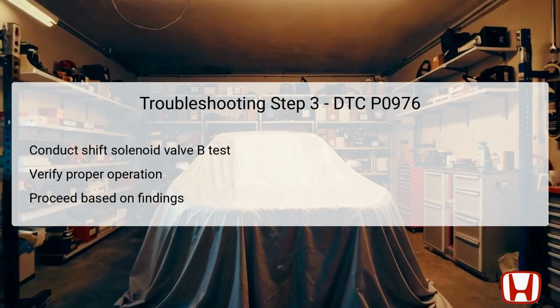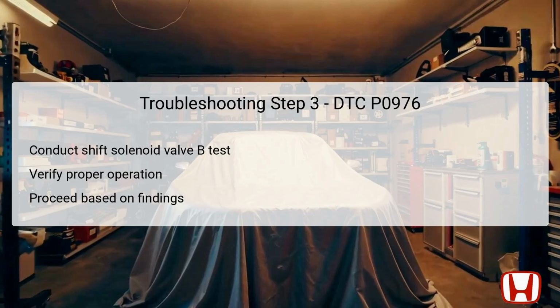Begin this step by performing a dedicated test on the valve itself. If the solenoid performs correctly during testing, it confirms that the component is not at fault and you can move on to the next set of tests. If the solenoid is found to be defective, proceed to step 5 for further actions.